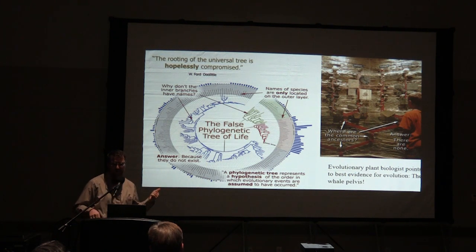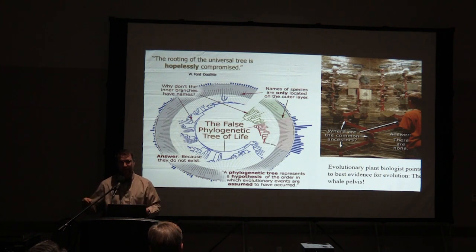And there's this famous story about this evolutionary plant biologist. He spends his whole career studying the biology and the evolution of plants. And he was asked, what's the best evidence for evolution in your opinion? And the answer was the whale pelvis. Okay? So I guess nothing was convincing in his field of science, so he had to point over there. And that's what always happens.